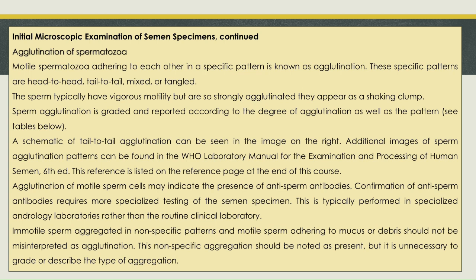Immotile sperm aggregated in nonspecific patterns and motile sperm adhering to mucus or debris should not be misinterpreted as agglutination. This nonspecific aggregation should be noted as present, but it is unnecessary to grade or describe the type of aggregation.